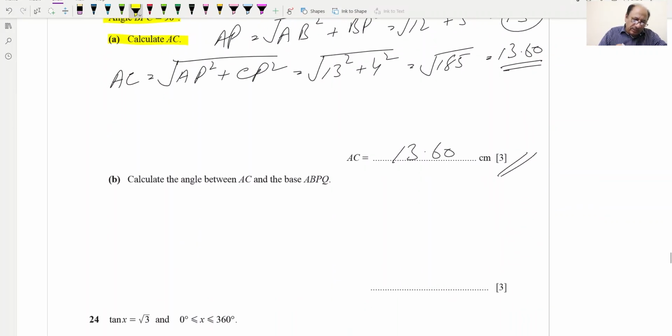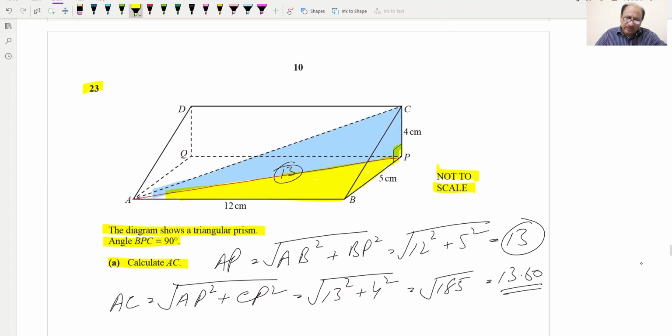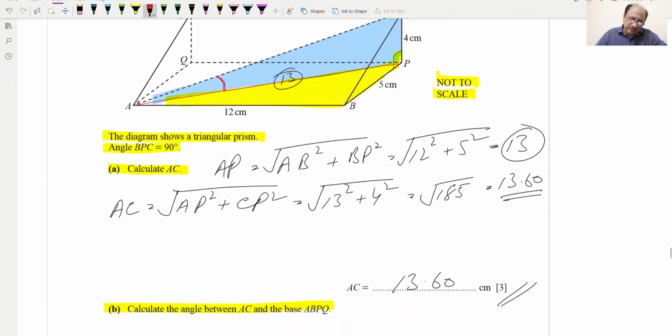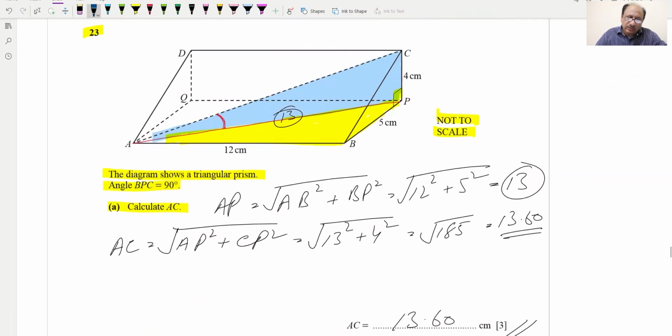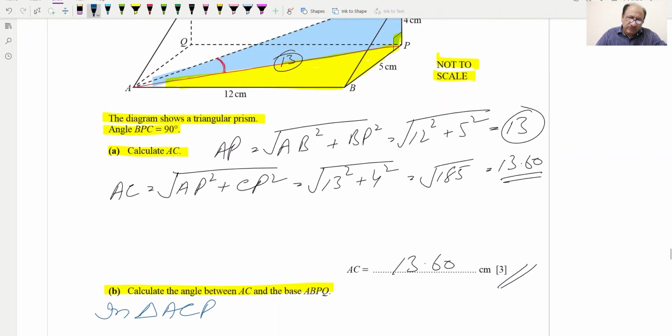Now they are saying calculate the angle between AC and the base. Which angle are they looking for? This is the angle which is our task to find. In triangle ACP, we will consider CP over AP, which is tan theta.